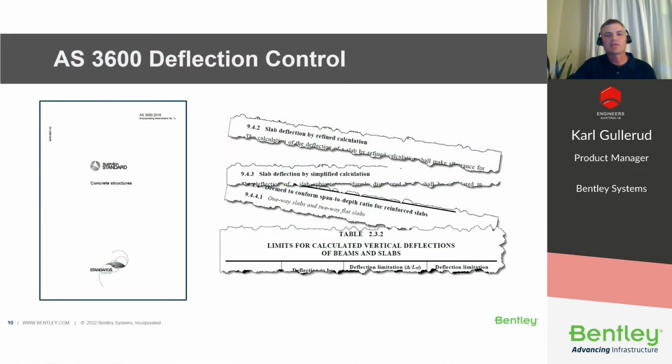AS 3600 has explicit requirements for deflection control, which are covered in section 2.3.2. That section includes total vertical deflection limits and differential deflection limits after brittle finishes are installed. The methods used to determine the slab deflections are covered in clauses 9.4.2, 9.4.3, and 9.4.4. The methods include a deemed to comply method, which defines a span to depth ratio that, if met, requires no additional deflection calculation.